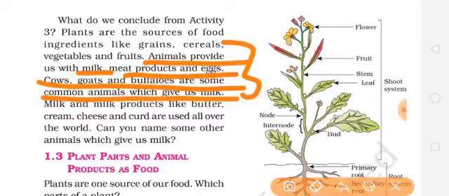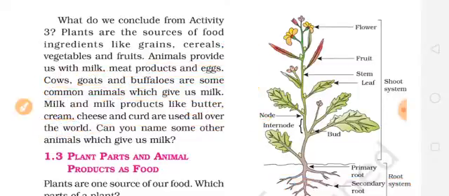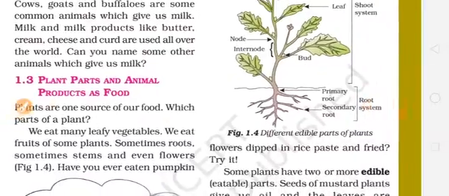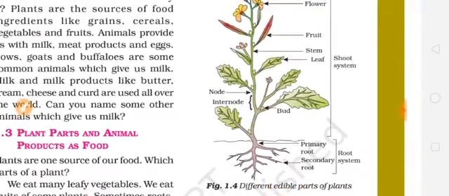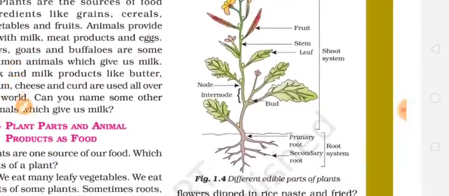And plants are the sources of food ingredients like grains, cereals, vegetables and fruits. Animals provide us with milk, meat products and eggs. Cows, goats and buffaloes are some common animals which give us milk. All these things you know about. Milk and milk products like butter, cream, cheese and curd also we are getting from milk. Here you can write one question, that is, name the milk products.